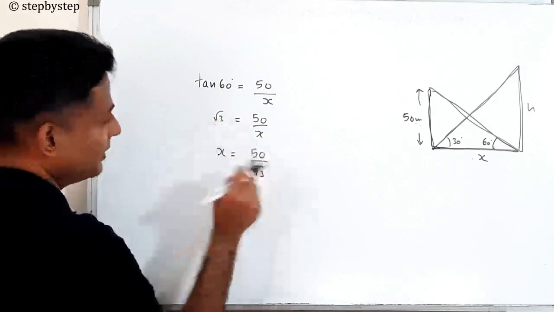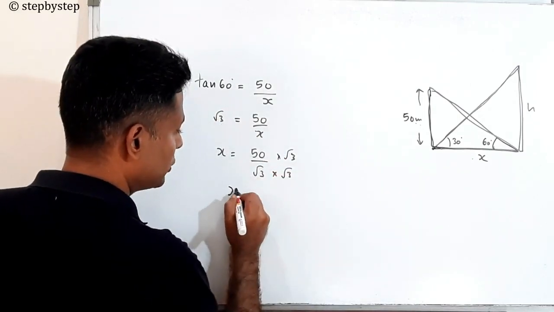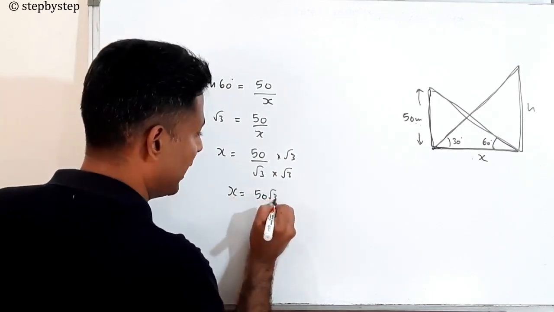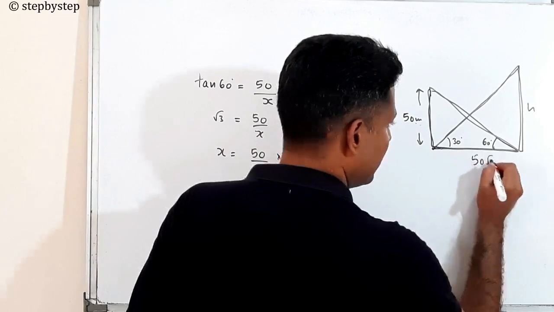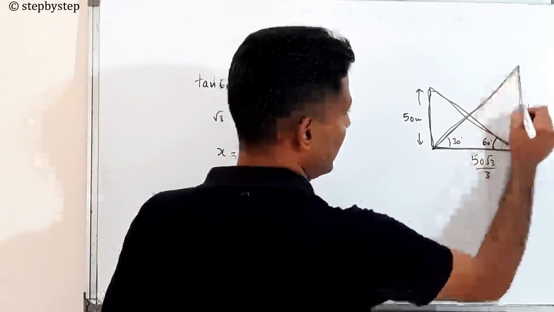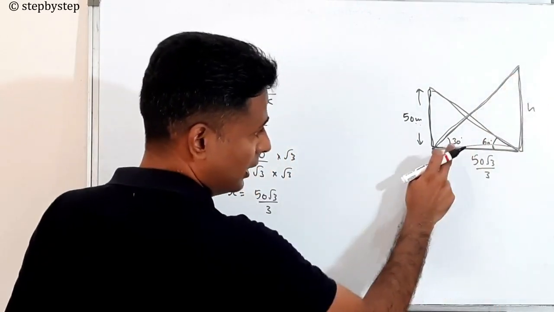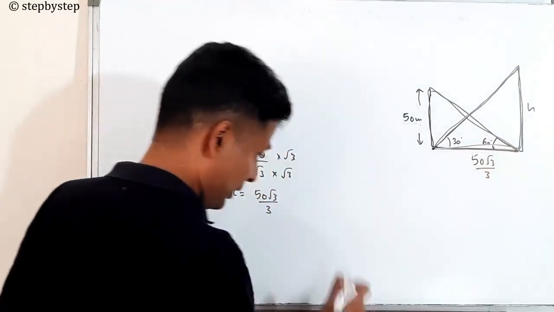Right? This goes up, this comes down. So rationalizing into root 3 into root 3, we get x equal to 50 root 3 by 3. So this distance is 50 root 3 by 3. Now we have one side in this triangle, right? In this triangle. So now again we can use tan. Why? We have 30 degree, we have to find opposite, we have adjacent.